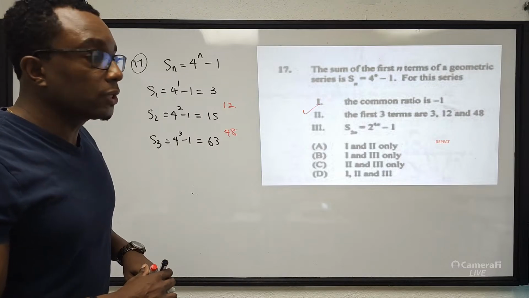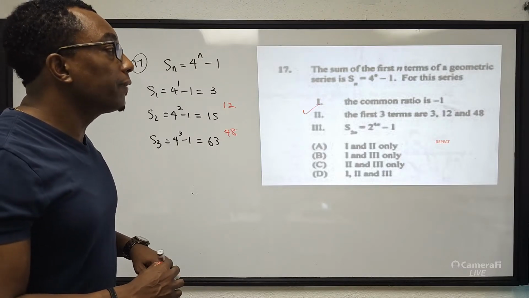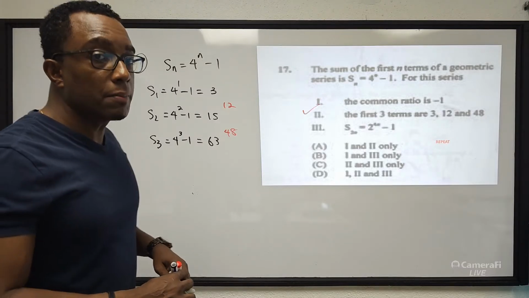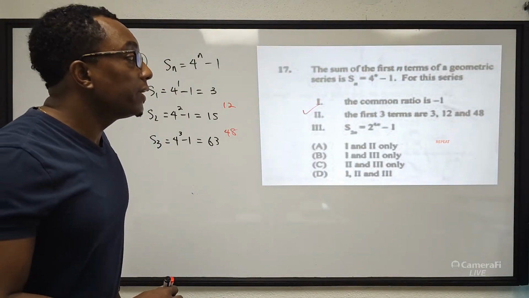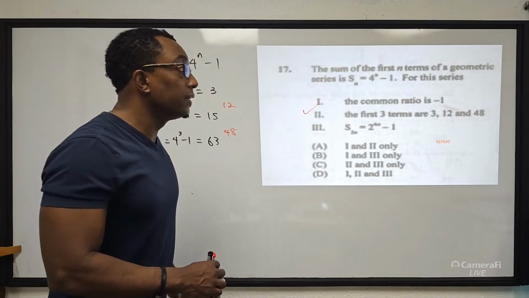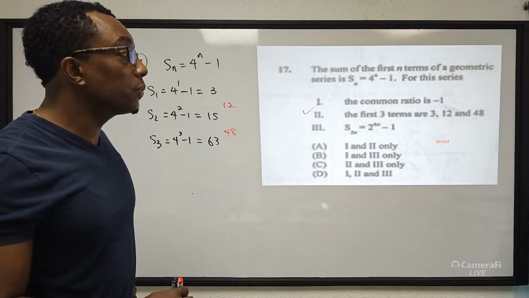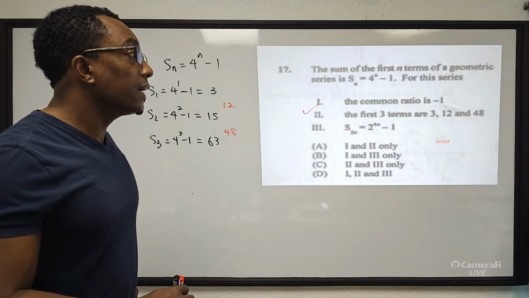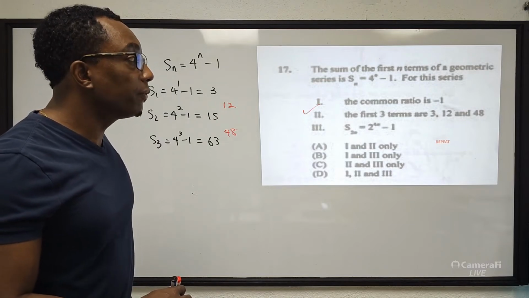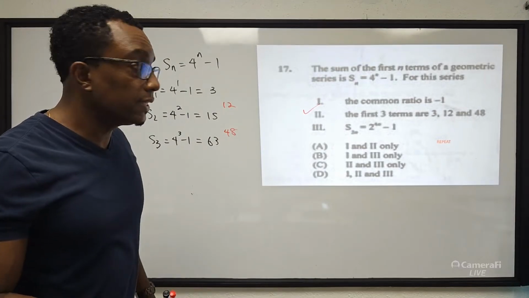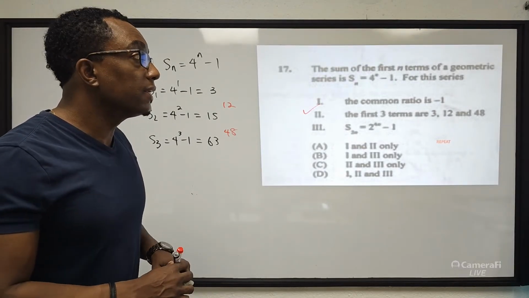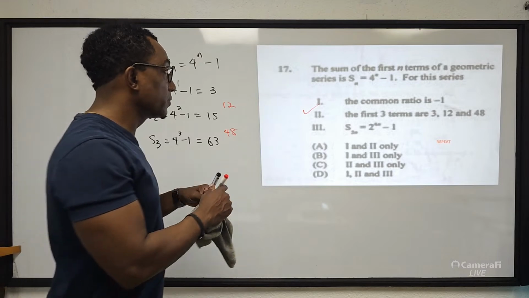And if it's a geometric progression, then to move from 3 to 12 to 48, we need a common ratio, a common constant. So clearly, the common ratio cannot be -1, because we have to multiply 3 by 4 and 12 by 4. 3 by 4 gives 12, 12 by 4 gives 48. So we know the common ratio can never be -1. So this is out.